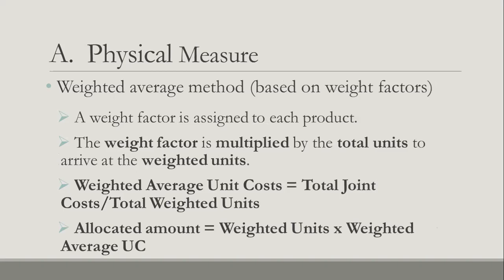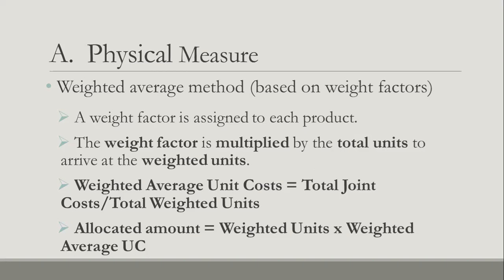Okay. So for the other physical measure, we have your weighted average method, which is based on weight factors. So weight factors are assigned to each product. The assignment is dependent on the manager. So the manager determines what the weight is for each product. Let's say for product A, you assign 0.5. For product B, you assign 0.2. So it really depends. It's not given, it is given in the problem.